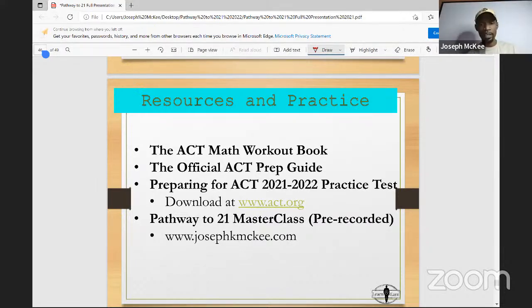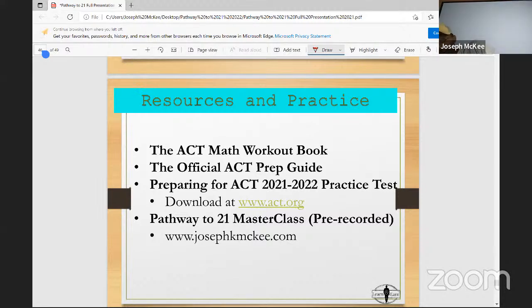I also recommend a few additional resources for the math section. You can use the ACT math workout book. It's a real nice systematic way of identifying the topics that are on the math section of the ACT and working from a perspective of what is absolutely necessary that you need to know to get to the 21. Some things you don't need to worry about. So if you don't know trigonometry, don't worry about trigonometry.